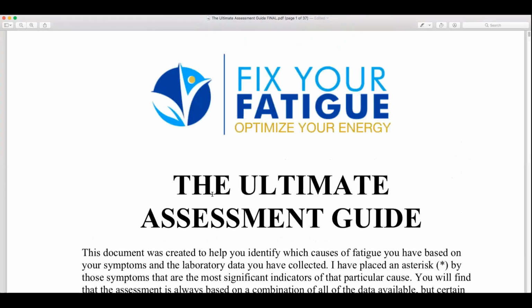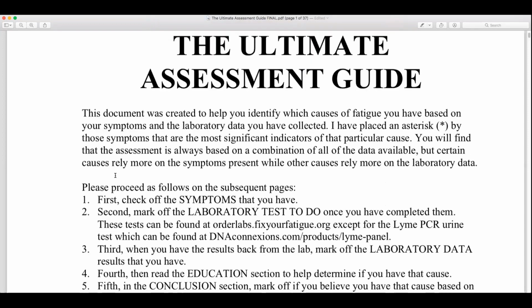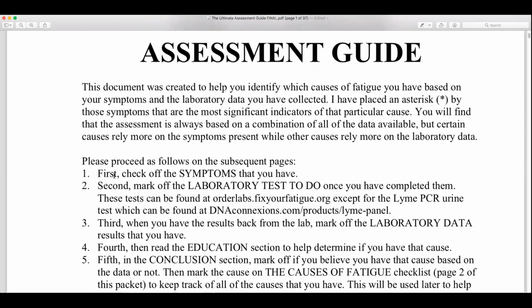So here we are, the ultimate assessment guide. Like I said, this is basically taking all the data that we have right now, combining the symptoms plus the labs, and coming up with a way to assess. I'm going to read the instructions here, and then we're going to go through it so that you can have an idea about what it is. It'll make it easier on you when you print it out.